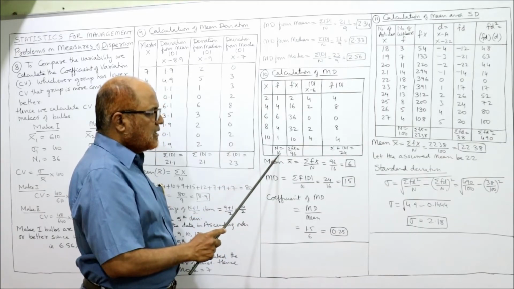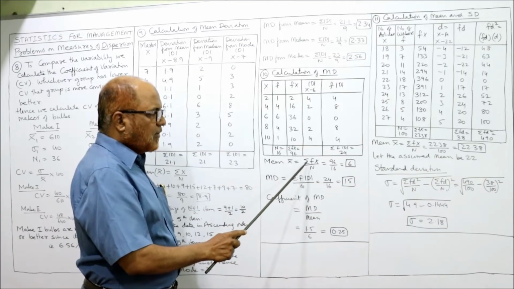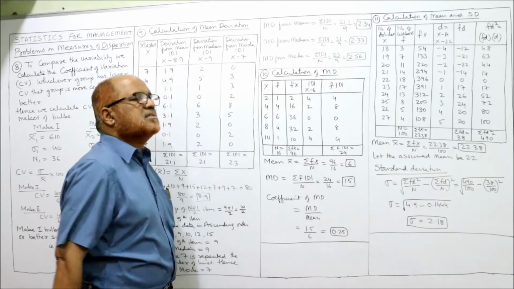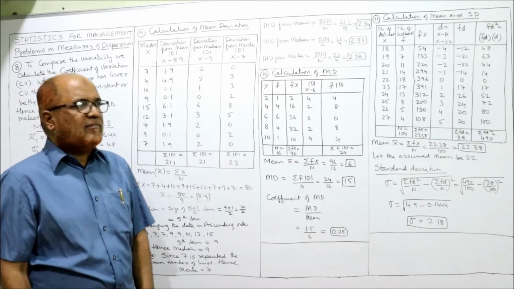And n value is 16. The mean, X bar, the formula is summation fx by n. 96 by 16, you will get 6. 6 is the mean value.